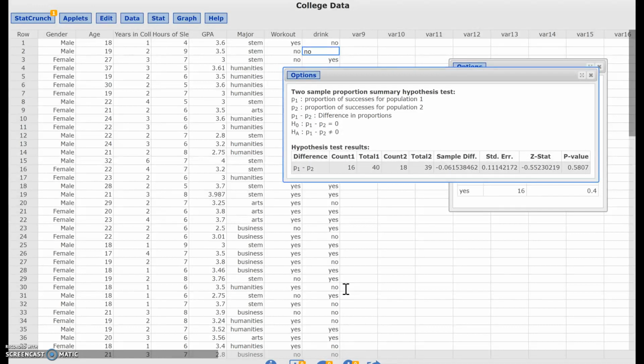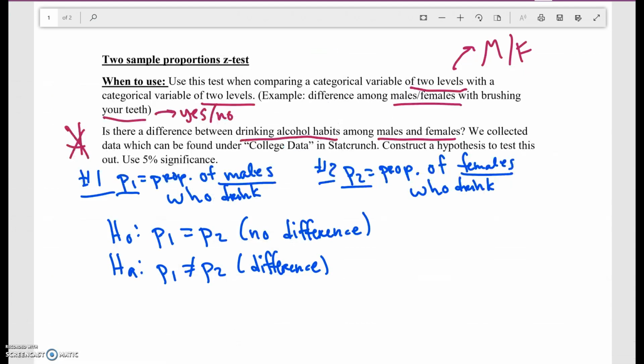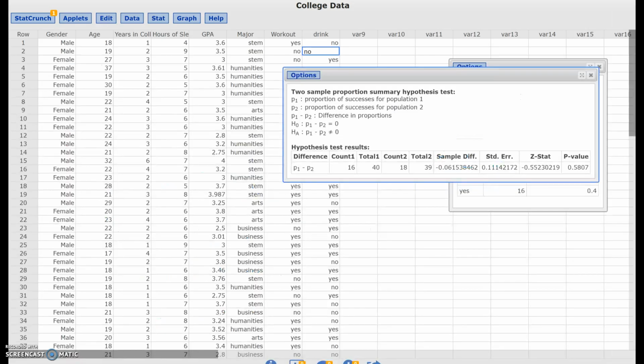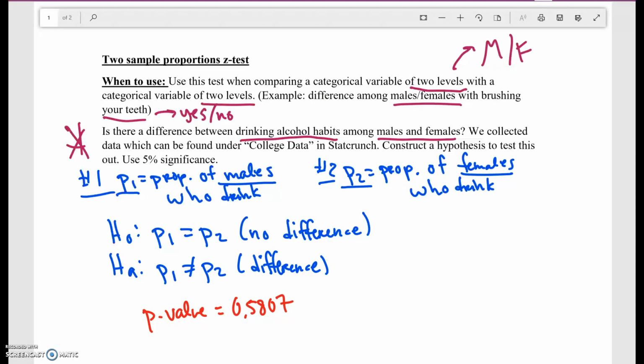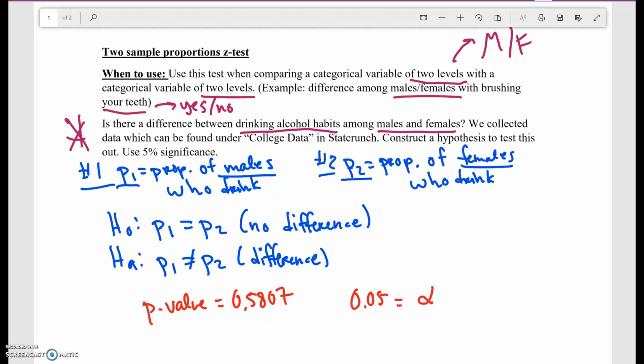This is what we're looking for. We're looking for the p-value. The p-value is 0.5807. So let's write that down. Our p-value is going to be 0.5807. I believe that's what it was. Okay. Now let's compare that with my alpha level. This is going to be 0.05. So now what can we conclude?